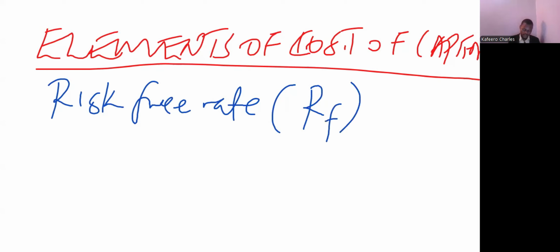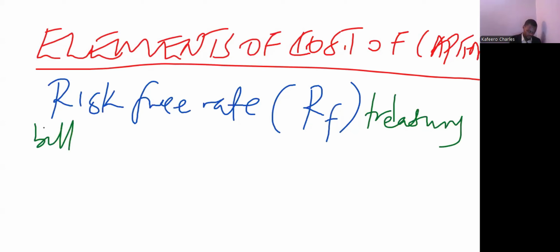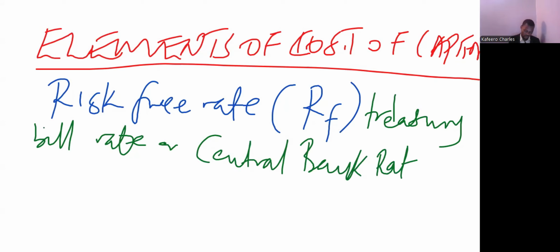And in most cases, this risk-free rate is represented by the treasury bill rate, or what you call the central bank rate, or the CBR rate, the central bank rate.